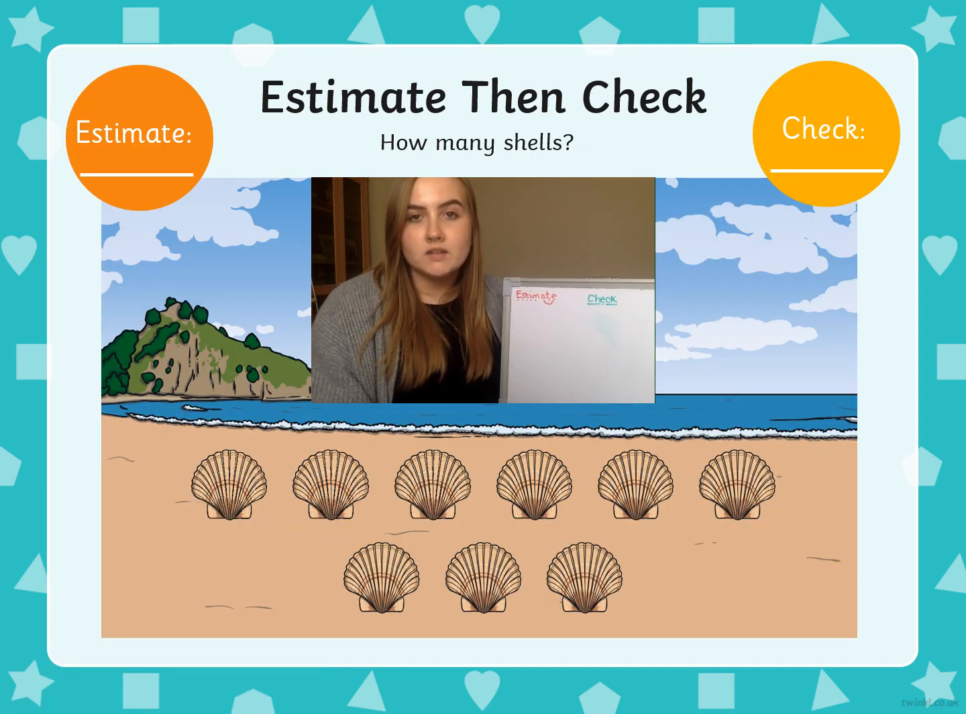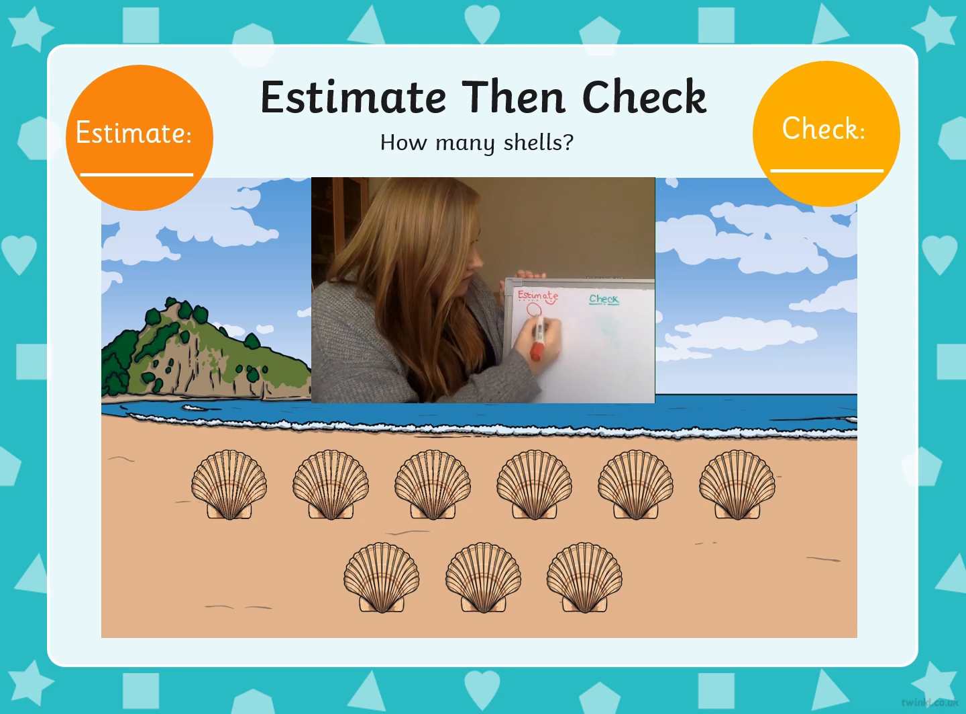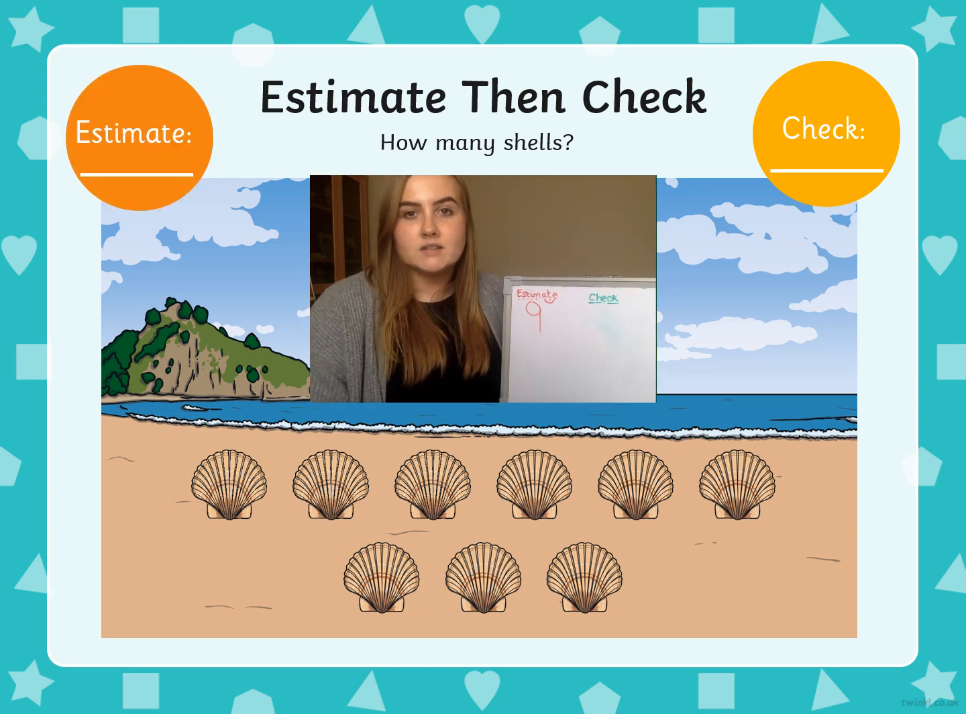Now I need you to look at this picture and guess how many shells you think there are at the beach. Remember, do not count them, you just need to estimate or guess how many you think there are. So I'm going to look at the picture and I'm going to estimate that there are 9. So I didn't count them, I just looked at it and said a number. Now we need to check to see if my estimation is correct. So we need to count how many shells there are altogether.